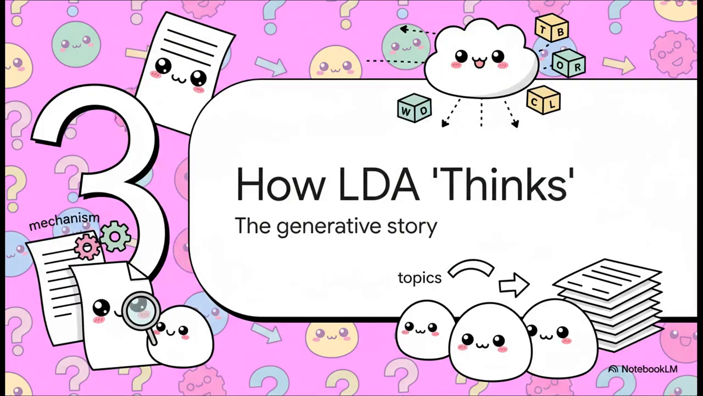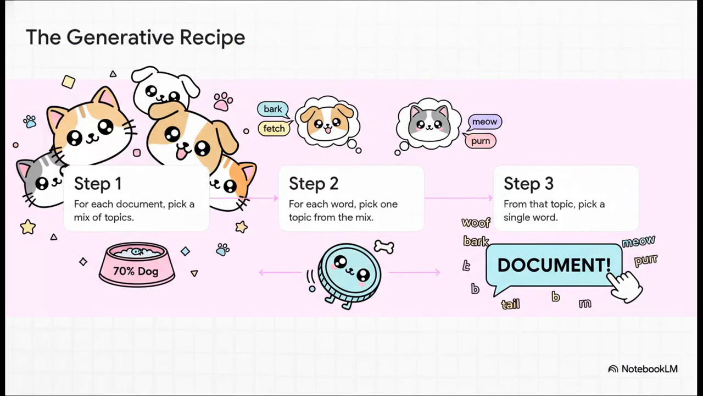Simple, right? All right, so how does the magic actually happen? To really get LDA, we have to understand its generative story. It's this cool imaginary process it runs where it pretends it's the one writing all the documents. And by working that process in reverse, it figures out what the topics must have been in the first place. It's really just a three-step recipe.